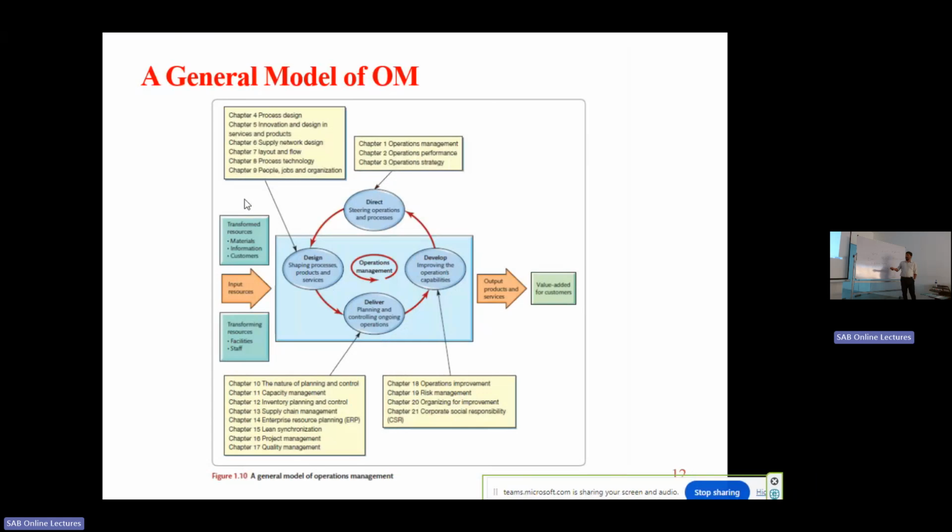Then as you see here, planning and control: resource planning, capacity management, inventory management, supply chain management, right? Lean, quality management, project management. We will select a few topics from there. And when it comes to improvements, there are a few areas like operations improvement in general, risk management, organizing for improvement and all in the textbook. We will cover at least one or two topics on that. That is how we are going to complete the content.